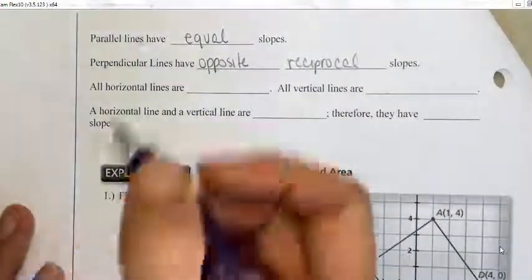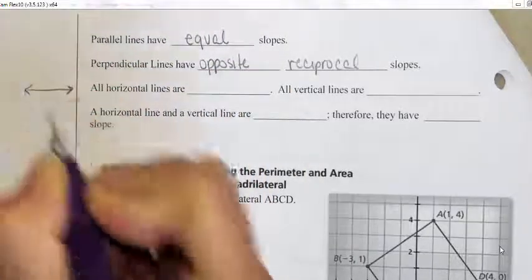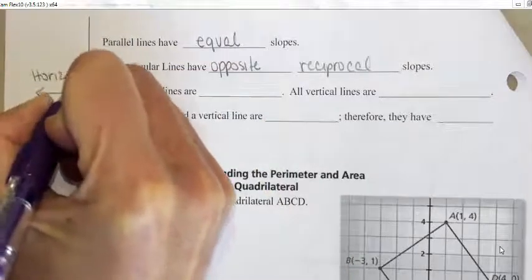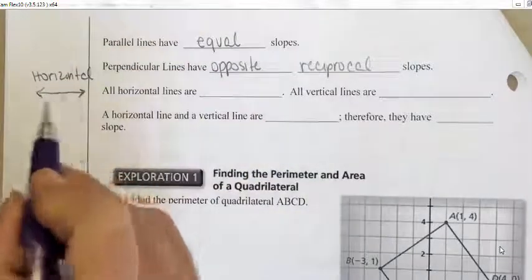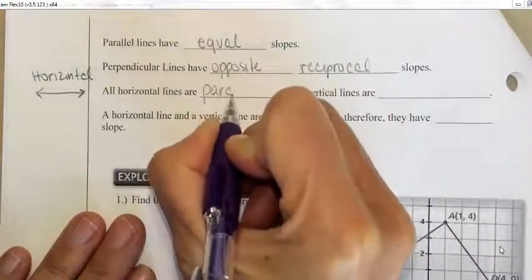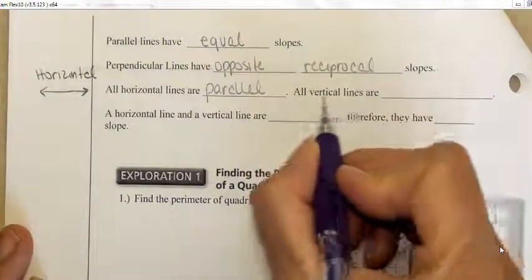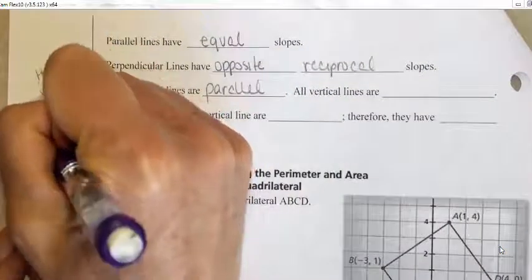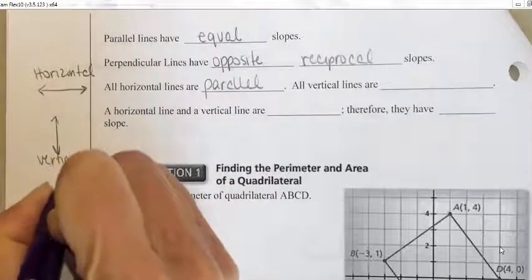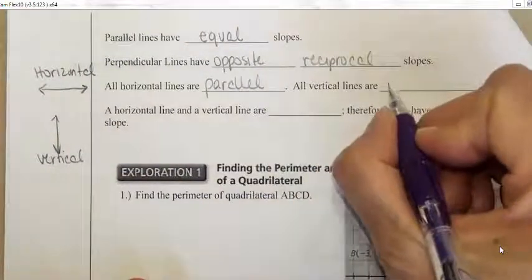Now, horizontal lines. So horizontal are lines that look like this. This is a horizontal line. That's a horizontal line. So all horizontal lines are parallel. Right? They're never going to touch. Vertical lines. So vertical lines look like this. These right here are vertical. And all vertical lines are also parallel.